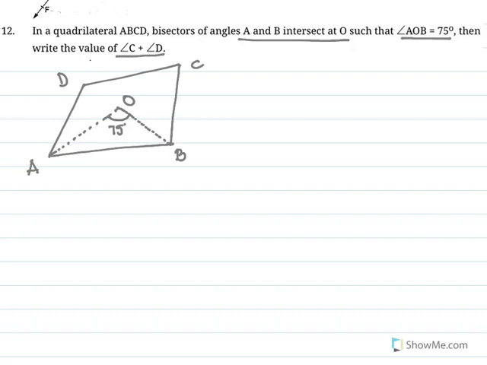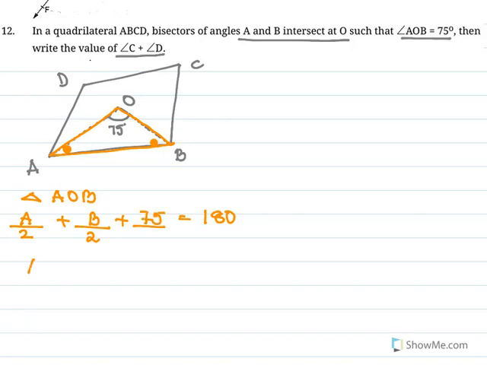First we'll take up the triangle AOB. Now this triangle AOB has 3 angles. Angle 1 plus angle 2 plus angle 3 equal to 180. Here angle 1 is A by 2, because AO is a bisector. This also is B by 2. So we have A by 2, as it is bisector, B by 2 plus 75 equal to 180.